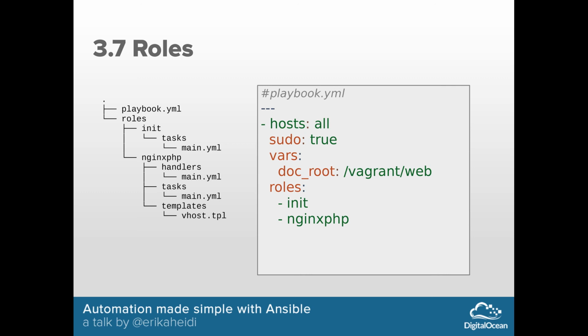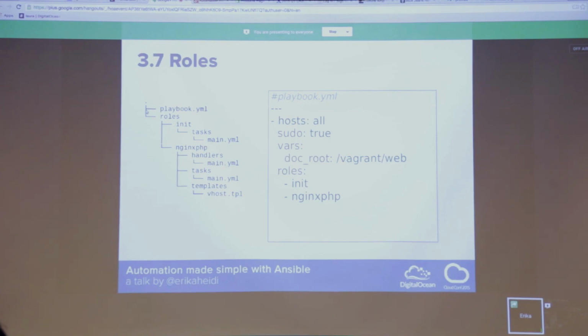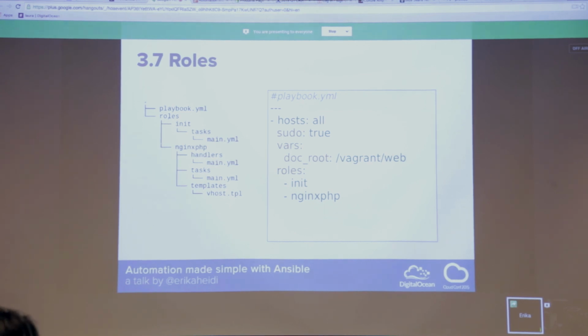On the left, we have the directory structure. In the same directory, at the same level, I have the playbook. I have a directory called roles, and each directory inside the roles directory will be a role. I have two roles here, init and nginx PHP. Init has the minimal structure necessary, so it only requires at least a directory called tasks with a main.yml file inside it. And this is where your tasks will be defined, the main tasks of this role. The nginx PHP role has a more complex structure because it also has templates and handlers. And this is how you organize this stuff.